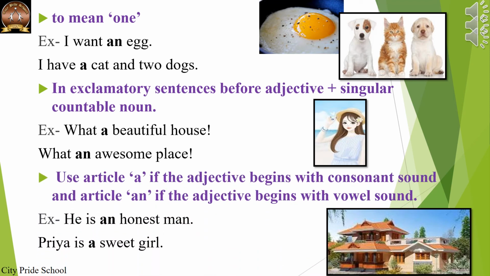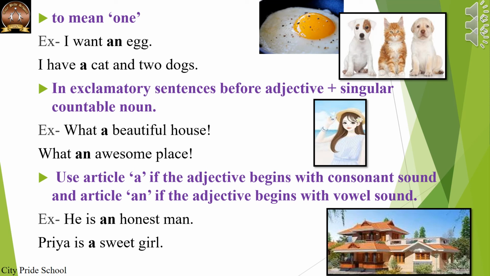The last rule, we use a if the adjective begins with a consonant sound and an if the adjective begins with a vowel sound. Example, he is an honest man. So in this sentence, the adjective honest begins with the vowel sound o, and the h is silent. So we have added an honest man.